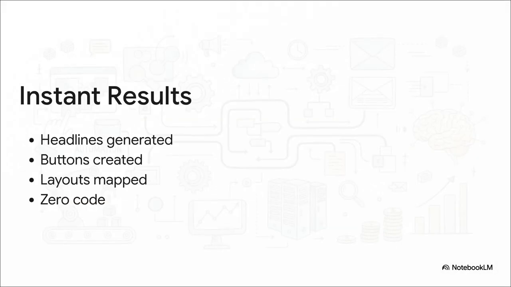From that one simple paragraph, the AI goes to work. It writes the headlines, creates the buttons, structures the entire layout. Boom, you have a complete, ready-to-use page, and you didn't have to touch a single line of code. It just works like magic.